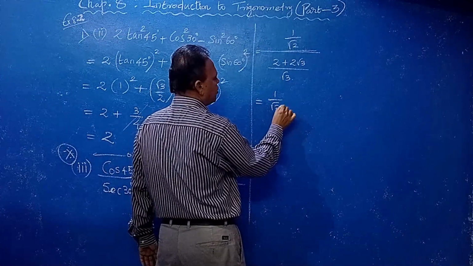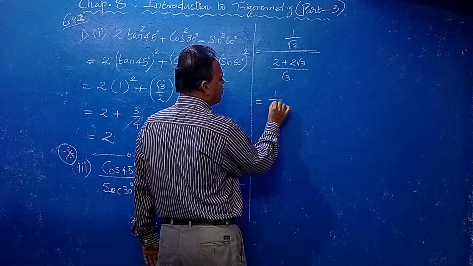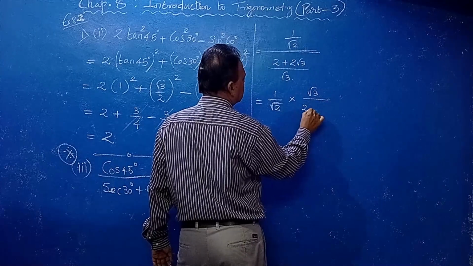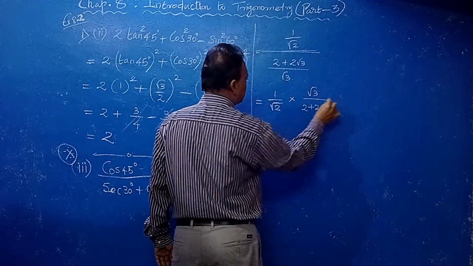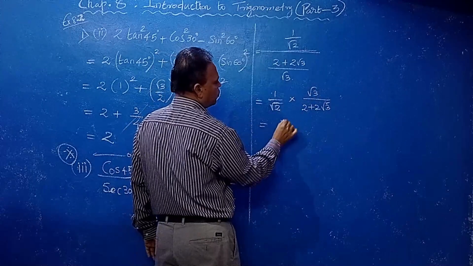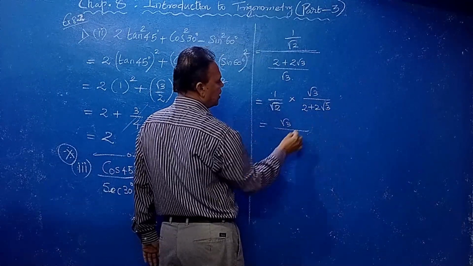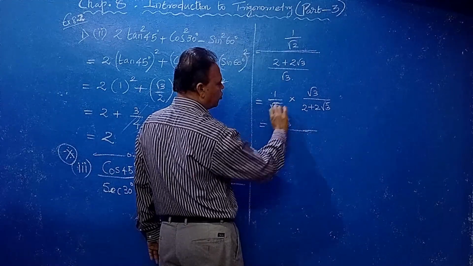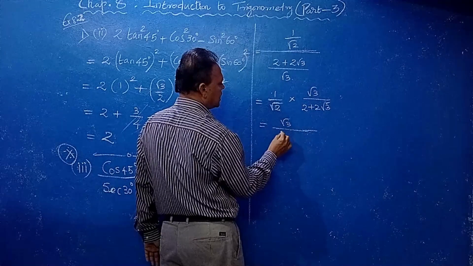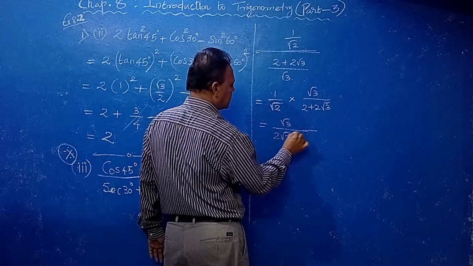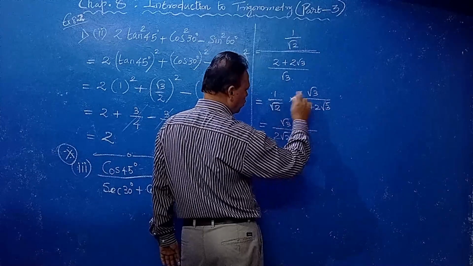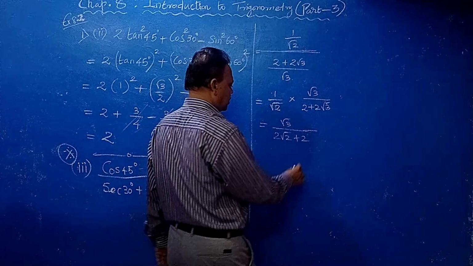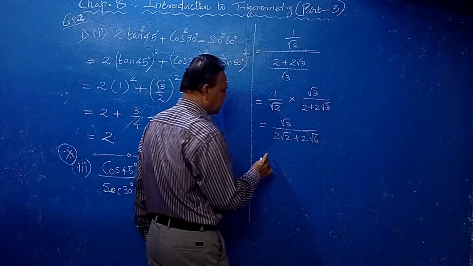This can be written as 1 by 2 into 1 by root 2 into the reciprocal, 2 plus 2 root 3. Now just multiply the numerator by root 3. Here, multiply by root 2, that is better. Root 2 multiply means 2 root 2 plus 2 into root 2 into root 3. Root 2 into root 3 is root 6. That can be possible.